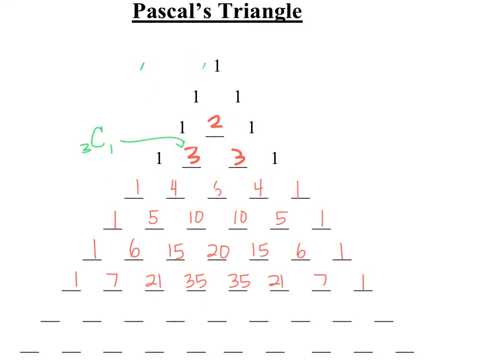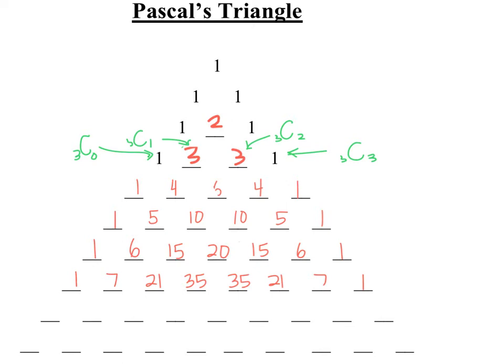So each of these has a formula that goes with it. All right, so let me clean this up a little bit. I'll label them all for you. C, row 3, position 0. That's that number. C, row 3, position 1 is the next one. C, row 3, position 2. That's this one. And the last one would be C, row 3, position 3.